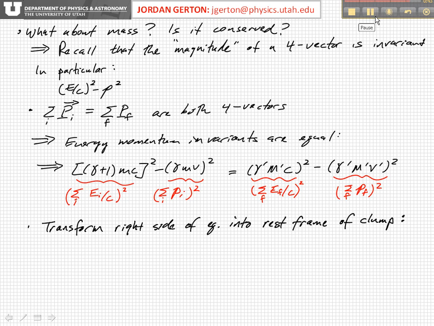Now, since both sides of this equation are invariant under Lorentz transforms, that is, their values should not change when we transform from one reference frame to another, we can do a little trick here. We can transform the right-hand side of the equation into the rest frame of the clump, in which case gamma prime is equal to 1 and v prime is equal to 0. So that term basically is going to go away, and that's going to go to 1. What that leaves us is just doing the math.